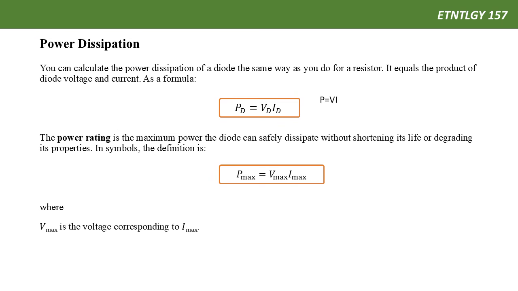You can calculate the power dissipation of a diode the same way you do for a resistor. We are using the same formula, power equals voltage times current. But over here it is for the diode power. We use the symbol PD to represent the diode power, which equals the voltage across the diode times the current passing through the diode. The power rating is the maximum power the diode can safely handle without shortening its life or degrading its properties. The symbol is Pmax and equals the maximum voltage Vmax times the maximum current Imax.